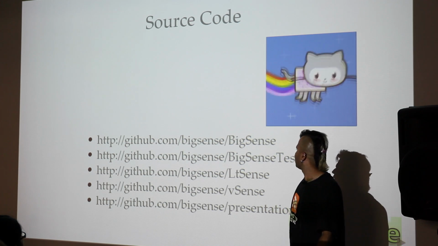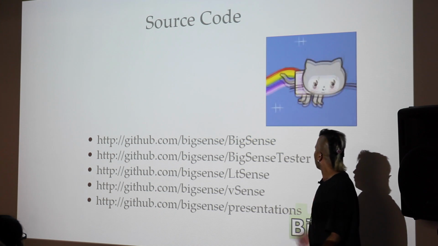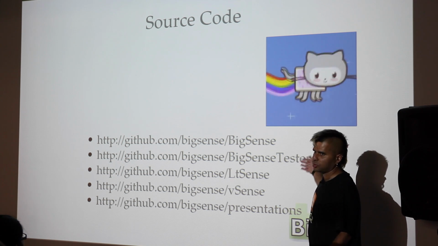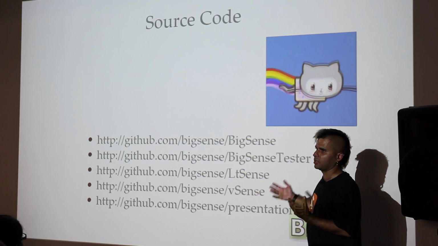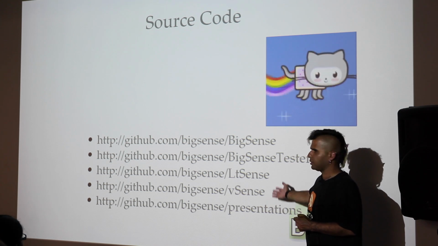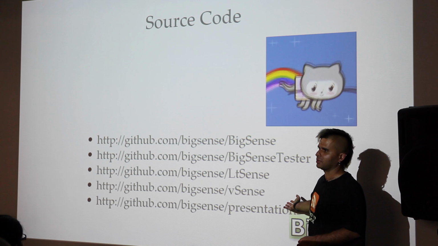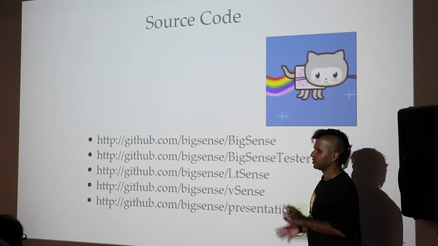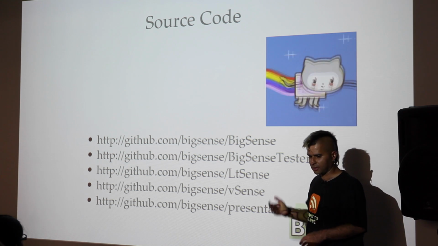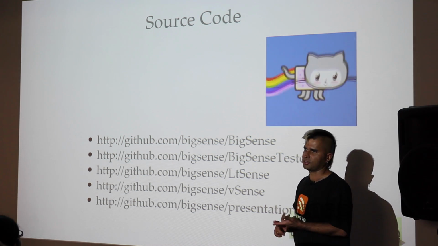So the source code for all this is up on GitHub under the BigSense organization. So we have BigSense, we have the BigSense tester, which is a whole set of Python test suites that does integration tests against BigSense. LtSense, which is the client written in Python. vSense, which is the virtual environment that brings all the other things up. And this presentation is written in Reveal.js, and it's a bunch of small files that are just pulled together into this HTML file, which you can see here, and there's several presentations on there for Scala talks and Python talks and so forth.